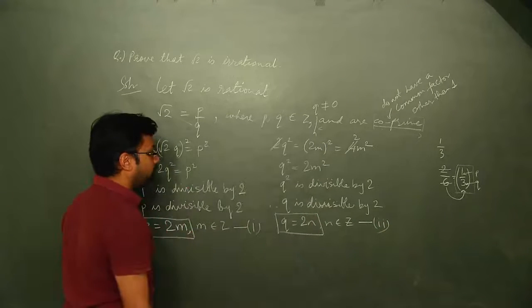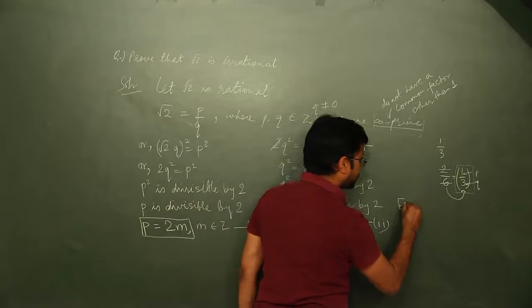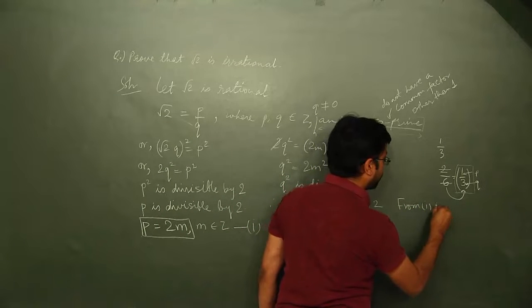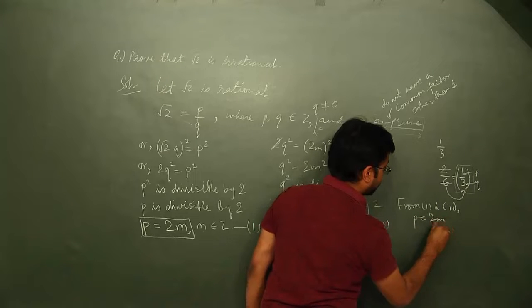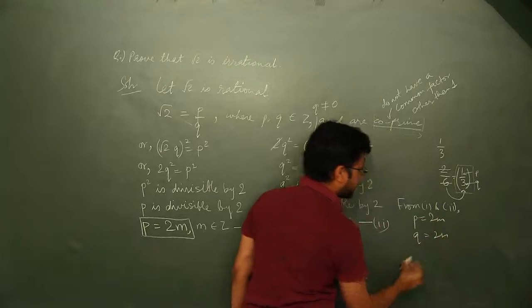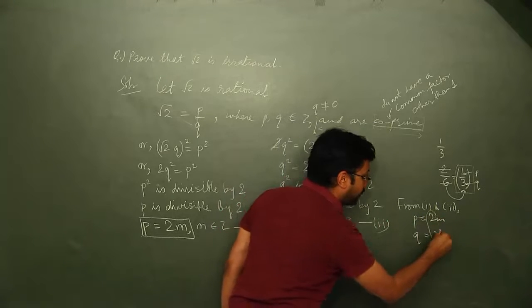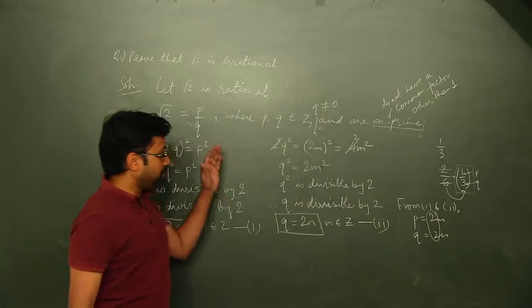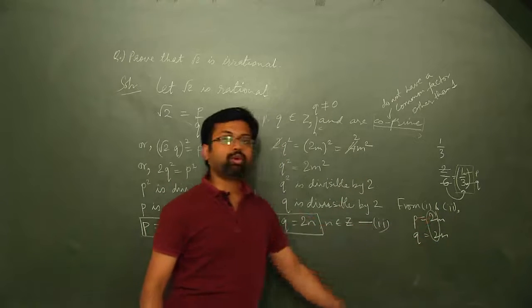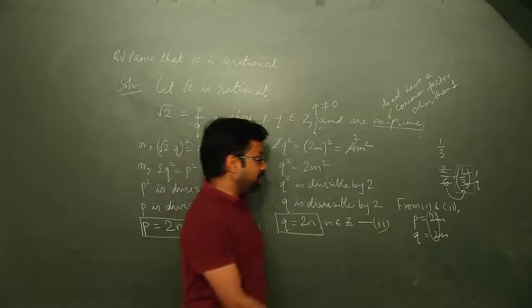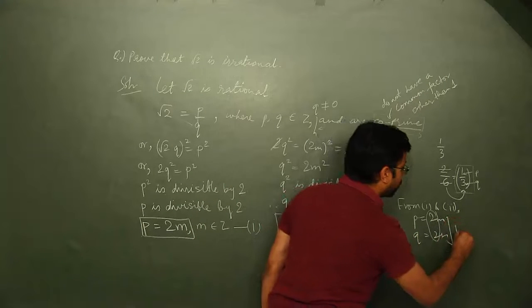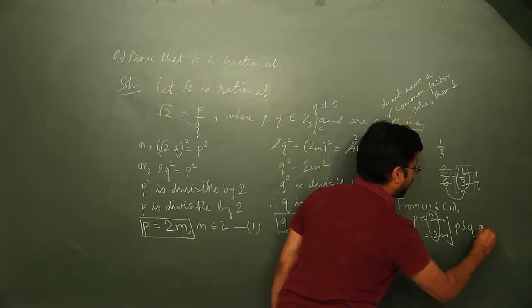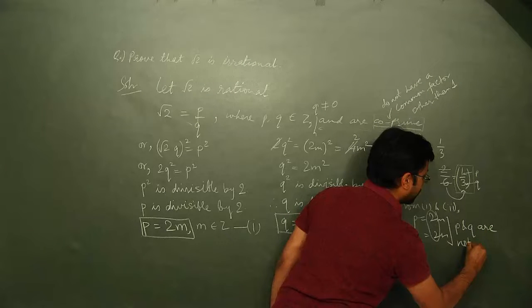What do we have from 1 and 2? From 1 and 2, we have p is equal to 2m, q is equal to 2n. Hence, p and q have a common factor 2. What we have concluded here is that p and q both have a common factor 2. If p and q both have a common factor 2, that means p and q are not coprimes.